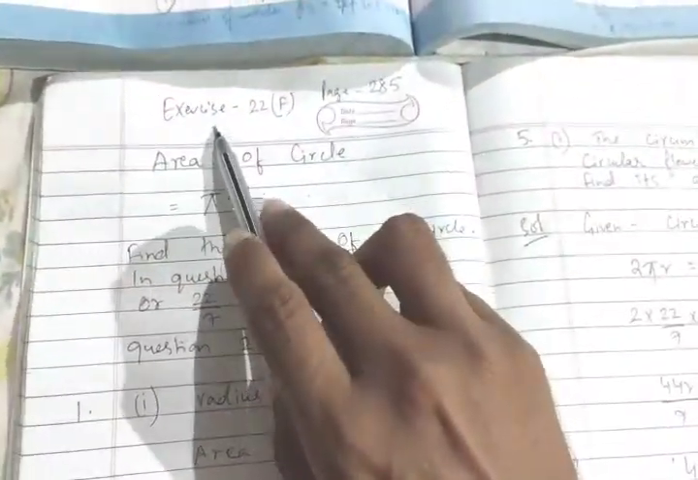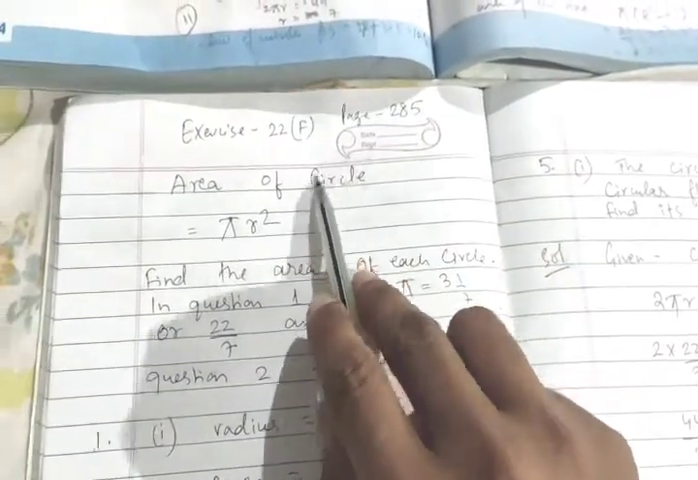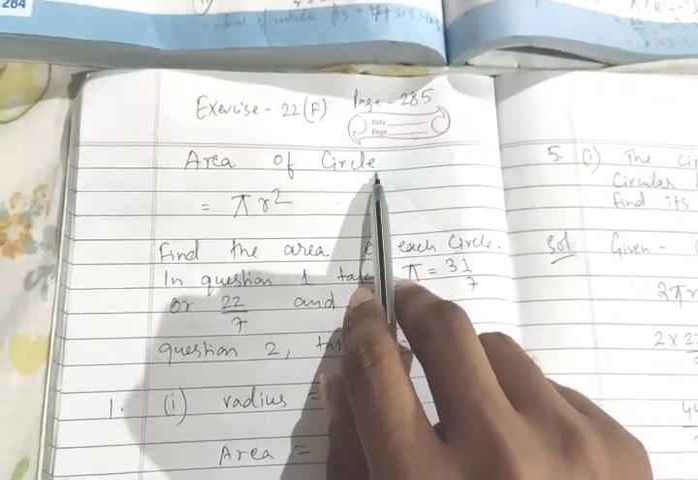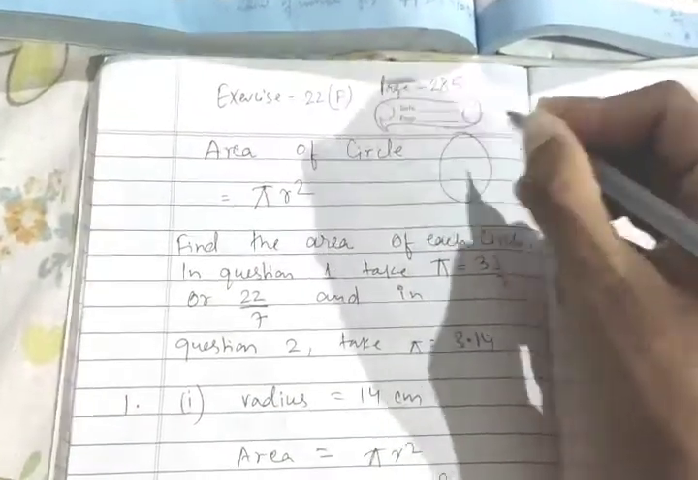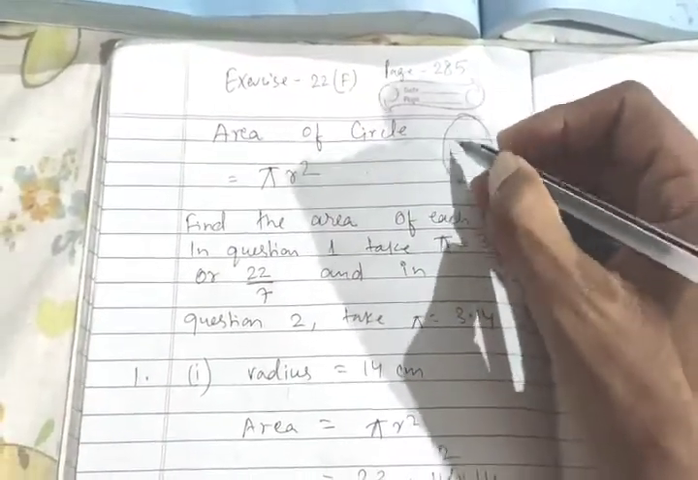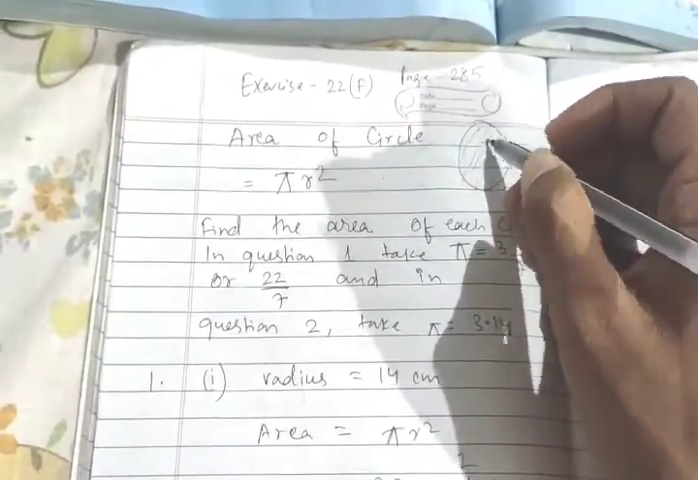So students, today we will do exercise 22F, page number 285. This exercise is related to area of circle. In the last class we learned the circumference of the circle. So this was a circle. This boundary is called circumference. And what is area? Area means inside part. So this is area. What is the formula of area?